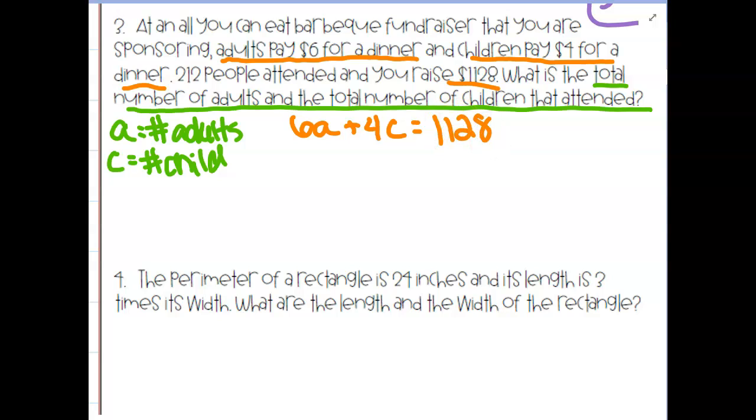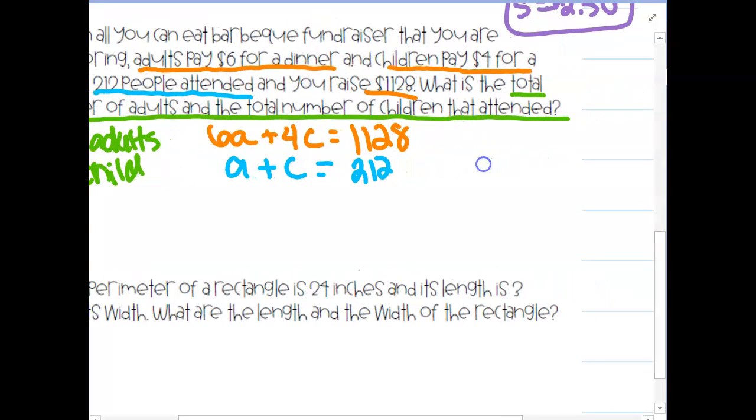Now the second equation tends to be the one that students struggle with writing a little bit, and it has to do with this. 212 people attended. What kind of people? Yes! A plus C. Adults and children. I don't know how many adults. I don't know how many children, but all the adults and all the children, 212 people. Great. Awesome.